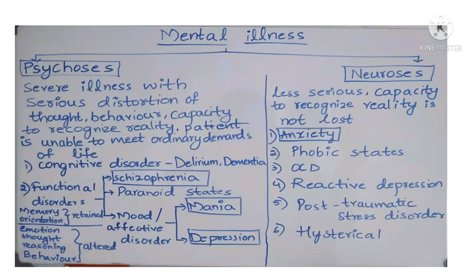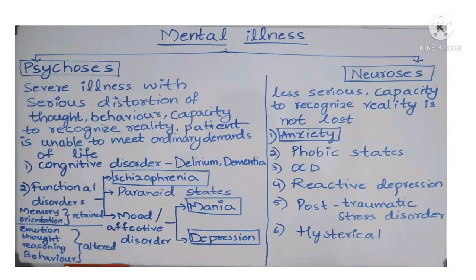First, mental illness includes psychosis and neurosis. Psychosis includes mental and emotional disturbances, whereas neurosis includes mental and physical disturbance. Psychosis means severe illness with serious distortion of thought, behavior and capacity to recognize reality, and the patient is unable to meet the ordinary demands of life. So psychosis is a major disorder, and neurosis is less serious, the capacity to recognize reality is not lost, and it is a minor disorder.